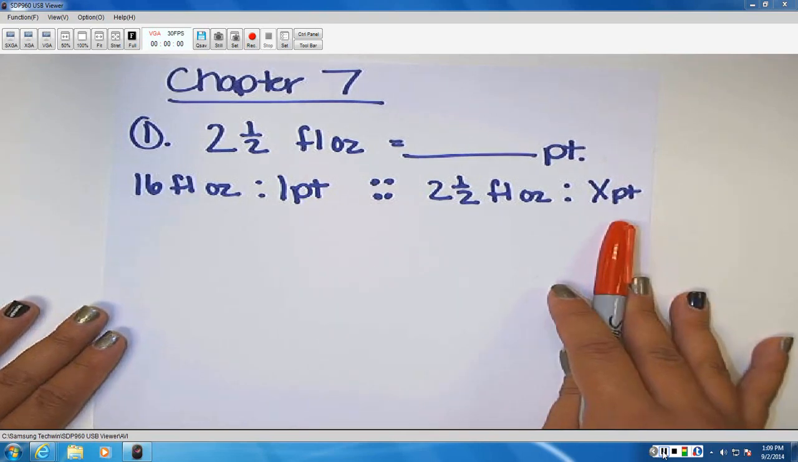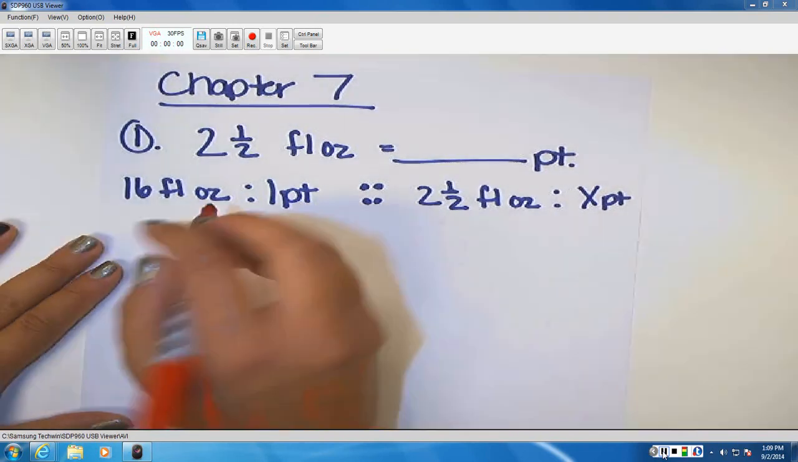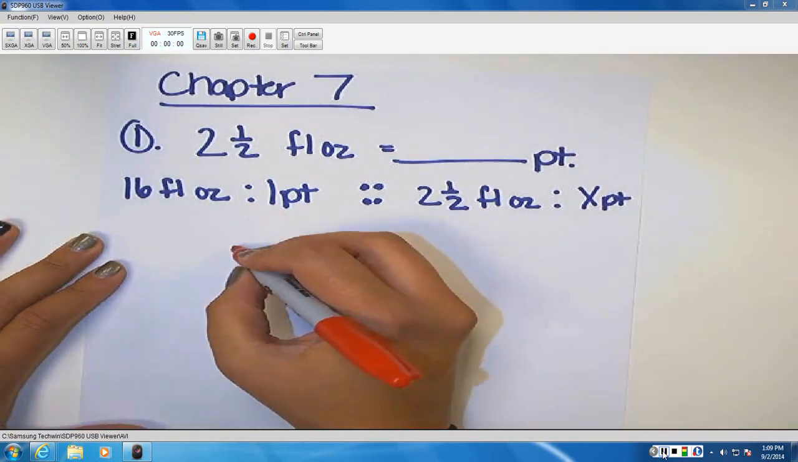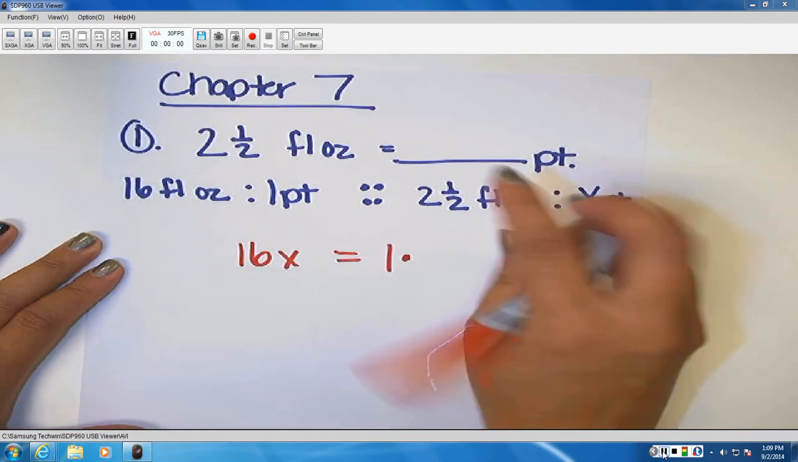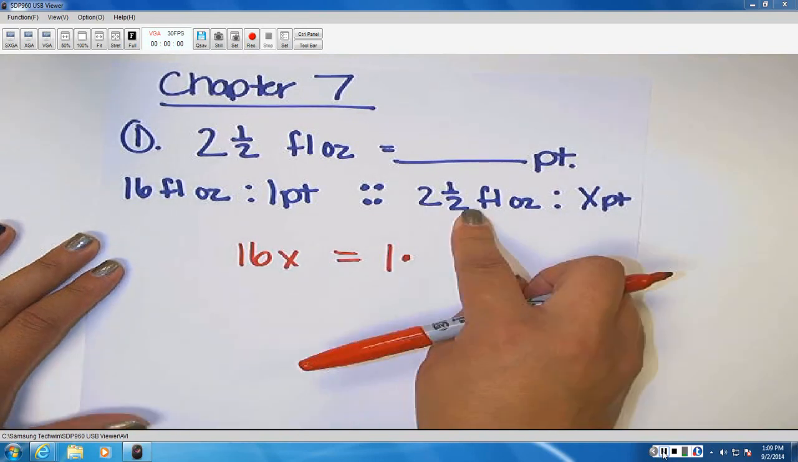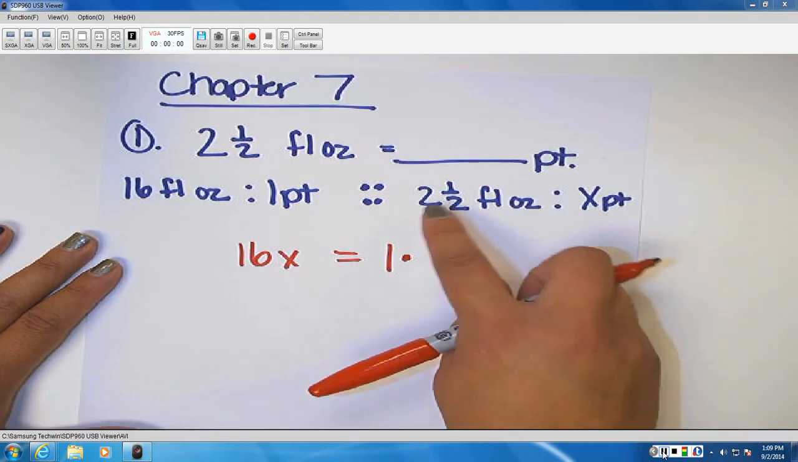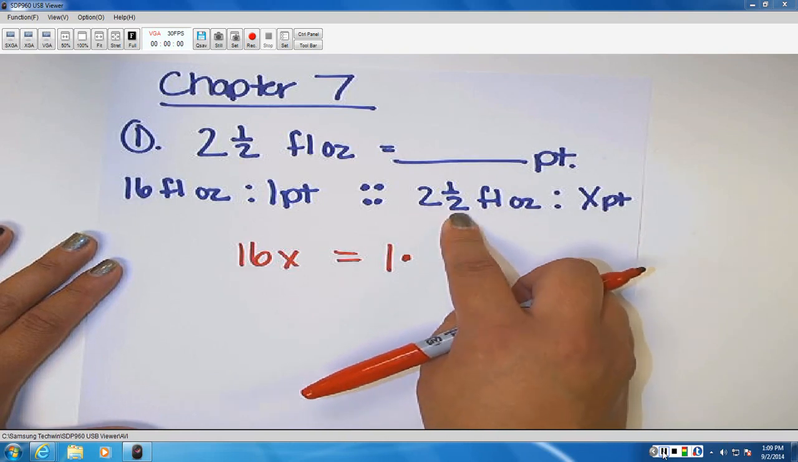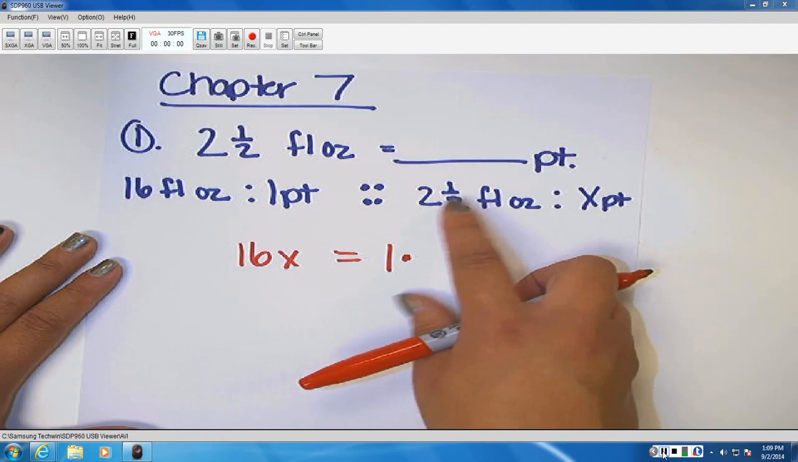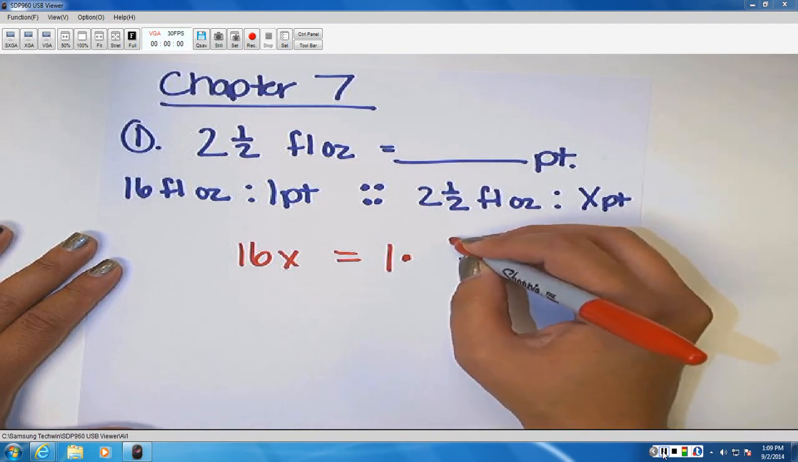Now I'm just going to do the simple math, multiplying my outer numbers. So that's going to give me, and again, I'm dropping the labels when I do that, 16x equals 1 times 2.5. Now, at this point, turn this number into an improper fraction. In order to do that, you might remember that you take your whole number, you multiply it by your denominator, and then you add your numerator. So 2 times 2 is 4, plus 1 is 5. So this actually ends up being 5 halves.